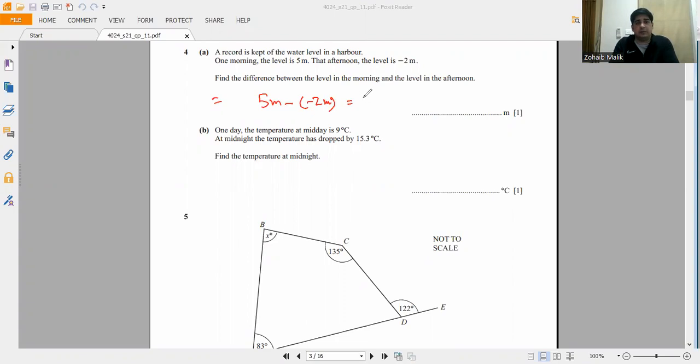So this would be definitely equal to 5 meter plus 2 meter, which is equal to 7 meter. So 7 meter is the answer.